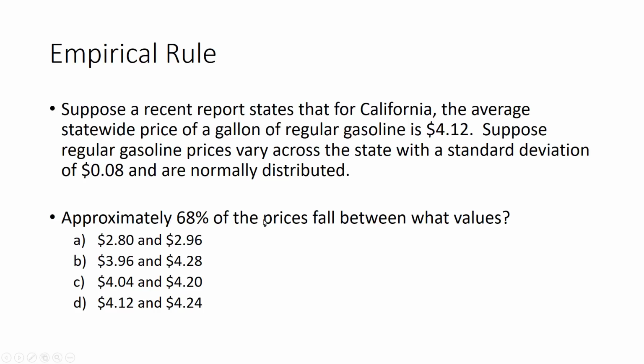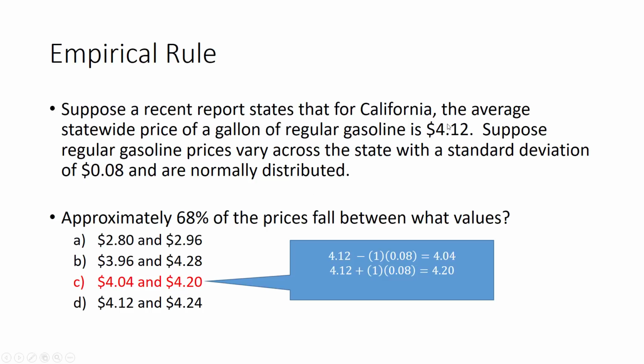Approximately 68% of the prices fall between what values? 68% would be the mean minus 1 standard deviation and the mean plus 1 standard deviation. I had many of you guys just put one answer on your homework, but it has to be a value below the mean and above the mean. I mean, it's an interval, right? And so we're saying between $4.04 and $4.20, that would be about 68% of our data.